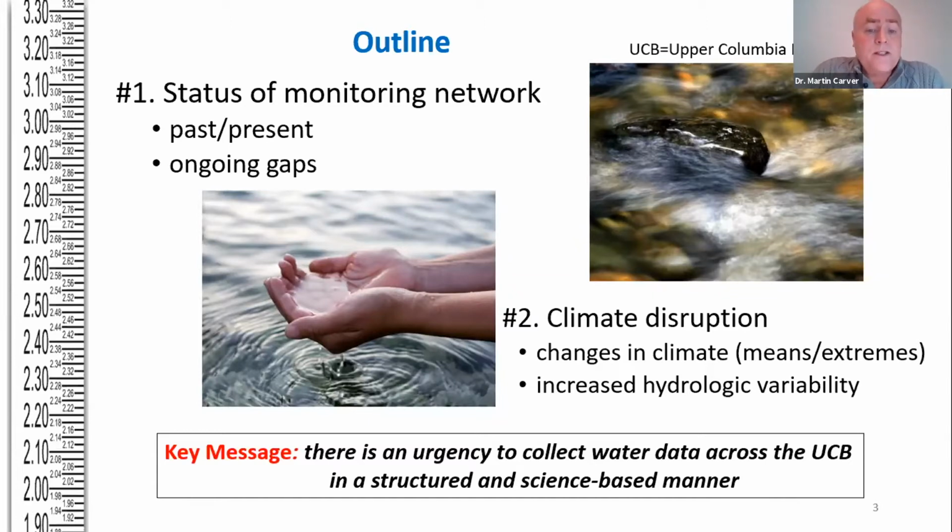So a key message here is that there is an urgency to collect water data across the UCB, the Upper Columbia Basin, in a structured and science-based manner. So that theme will cut through my talk and we'll go into Greg's.